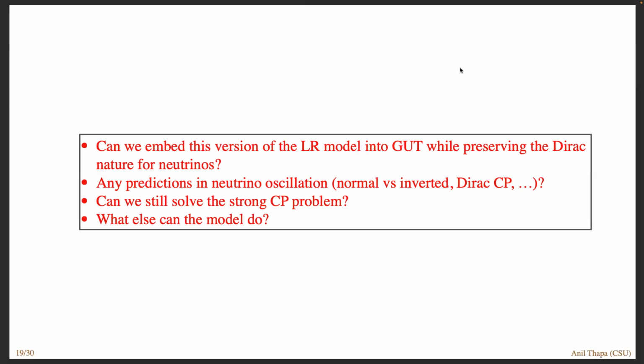I'm thinking that this neutrino is technically a Dirac particle. Is there any prediction in neutrino oscillation? Can I predict whether the ordering is normal or inverted, or whether there is any prediction for the Dirac CP phase? And can we still solve the strong CP problem when we try to embed into that? And of course, I can always ask the theorist, what else can the model do?